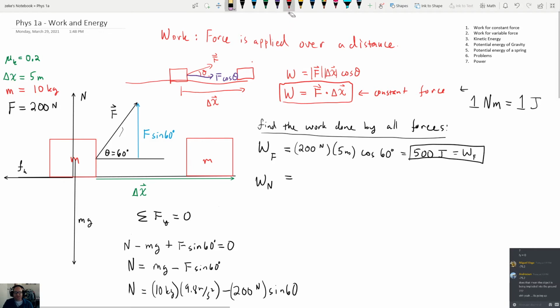So if we change the mass to 20 kilograms, that should work, right? I think that should be fine. So let's go in here and change this mass right here to 20 kilograms. Does that work? That should work.